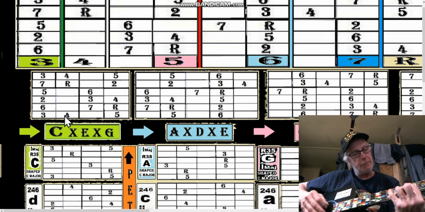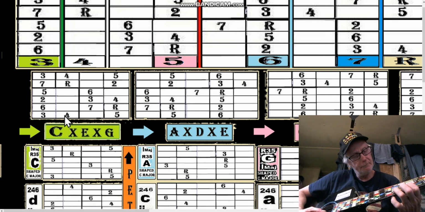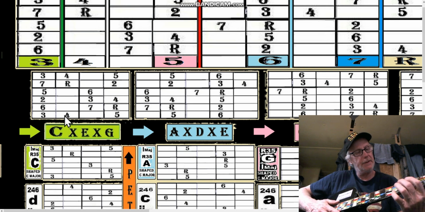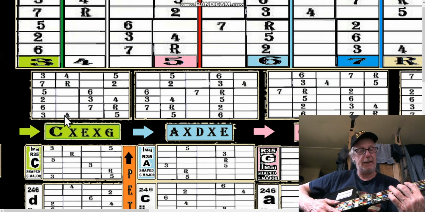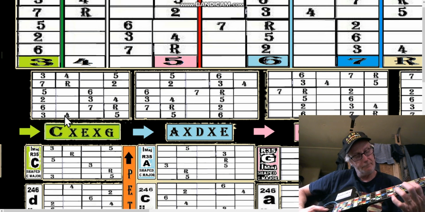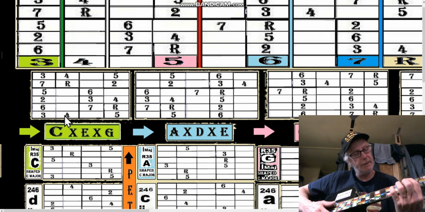So your C would be here, and then you go to the F, to that G. I can't do that G very well. And then to the C.